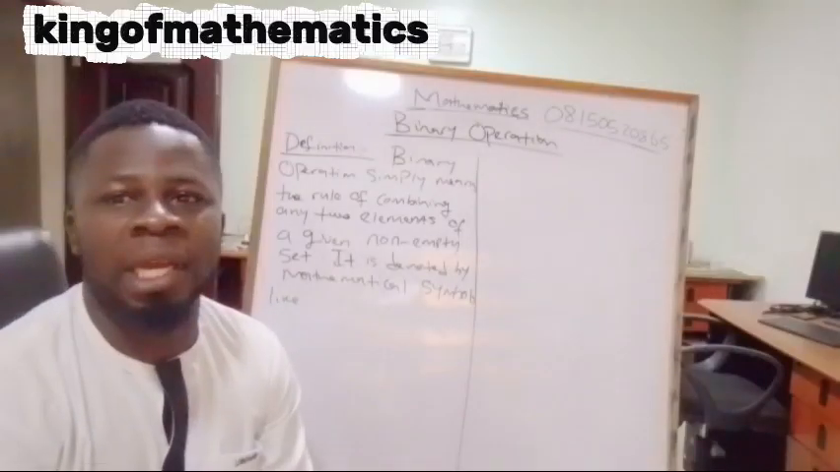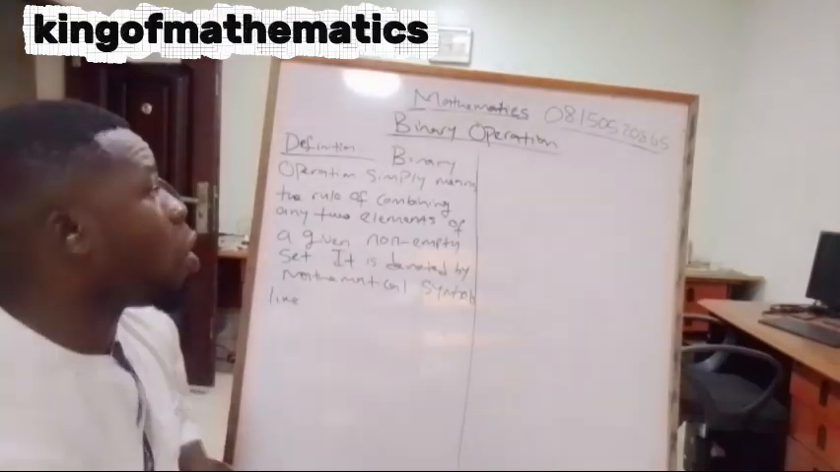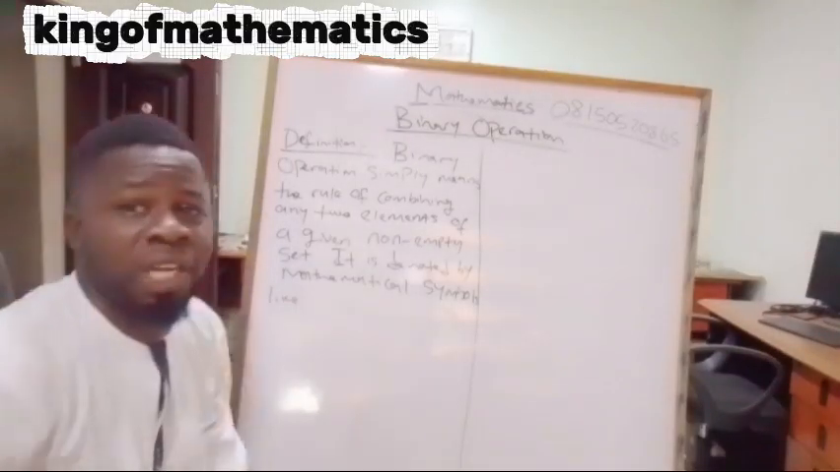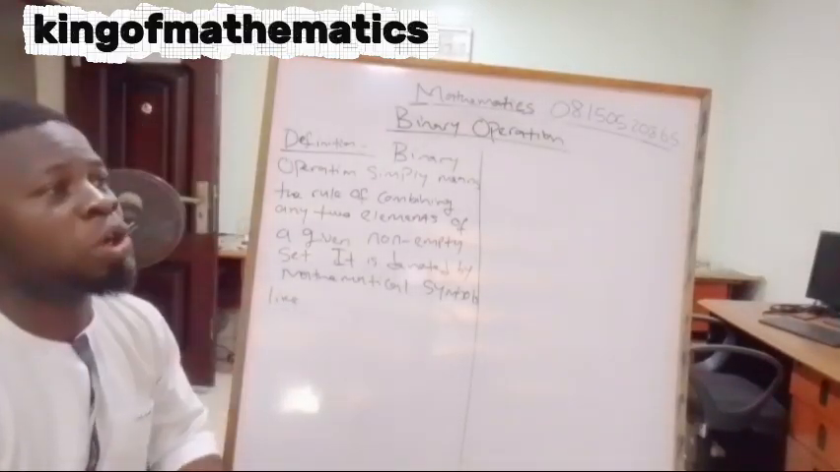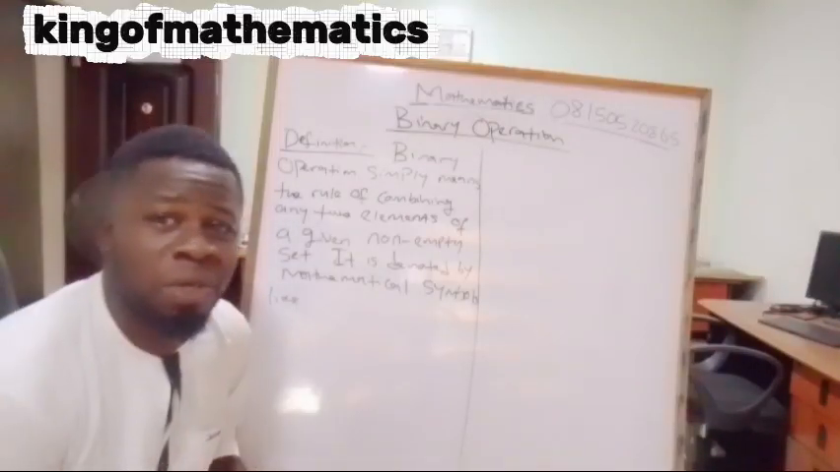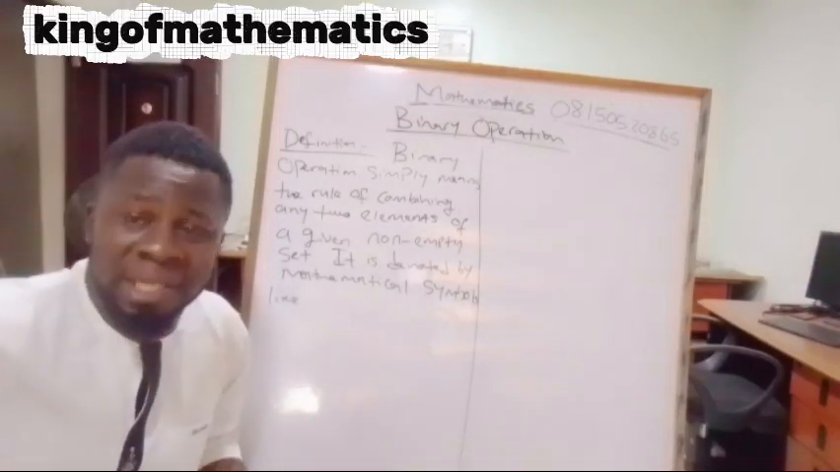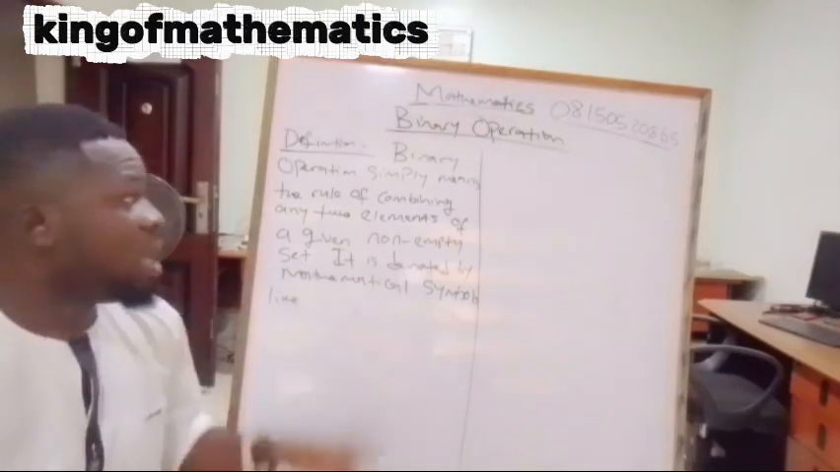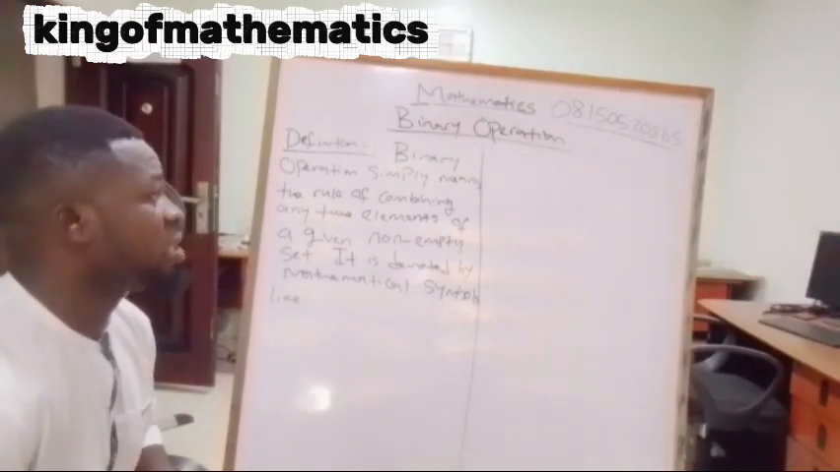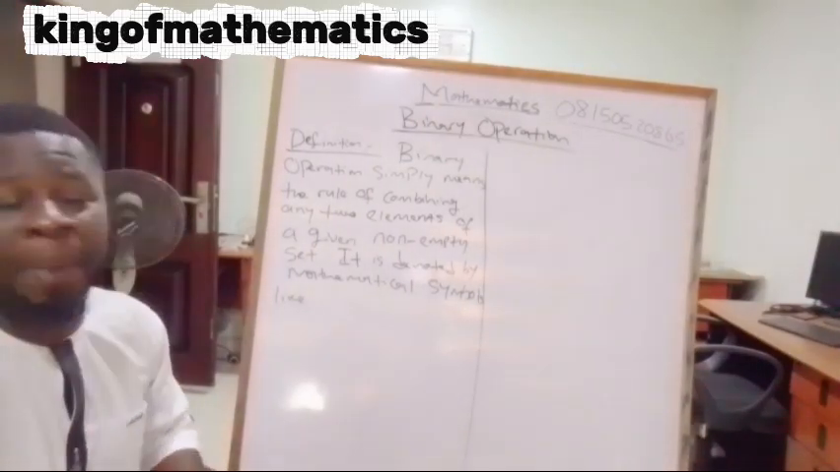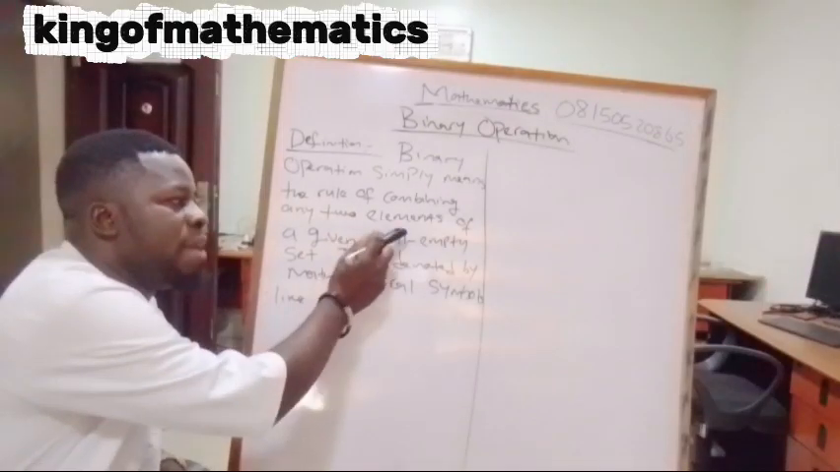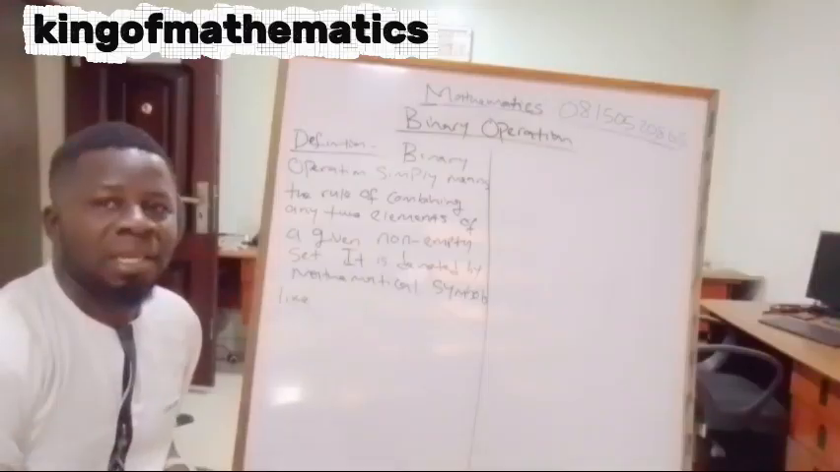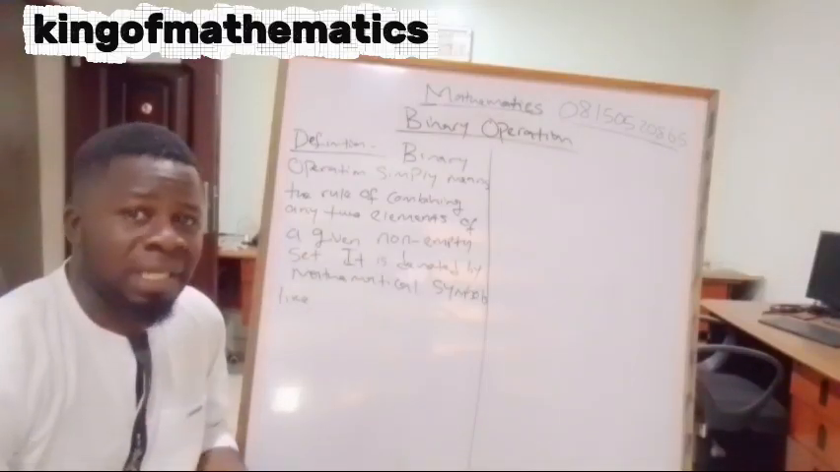Today, I'll be taking a topic in mathematics called the binary operation. When you want to learn much about this, the first thing you need to know is the definition itself of what binary operation means. So what is binary operation? Like I have on the board, binary operation simply means the rules of combining any two elements of a given non-empty set. As you all know what a set is.